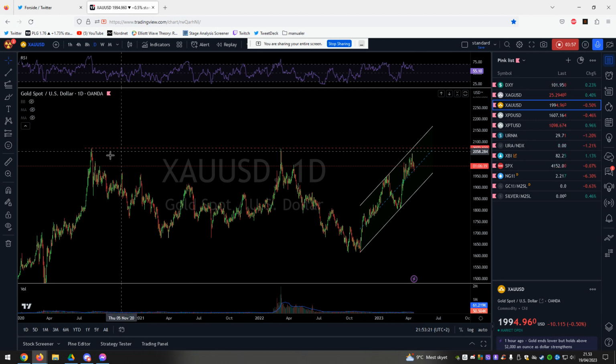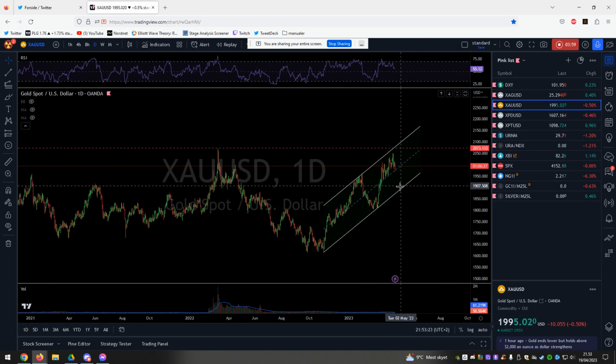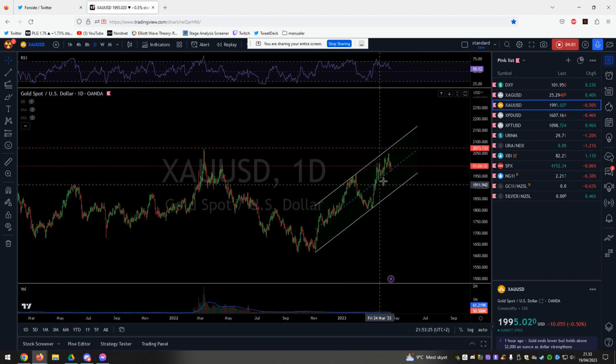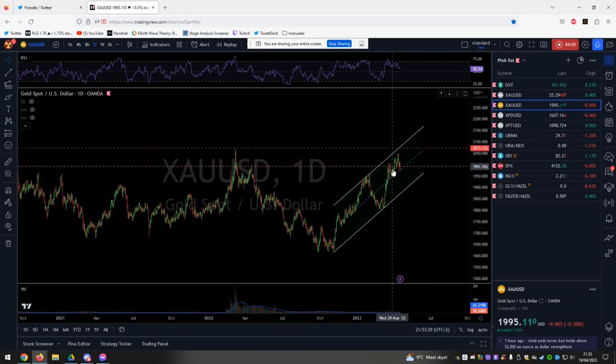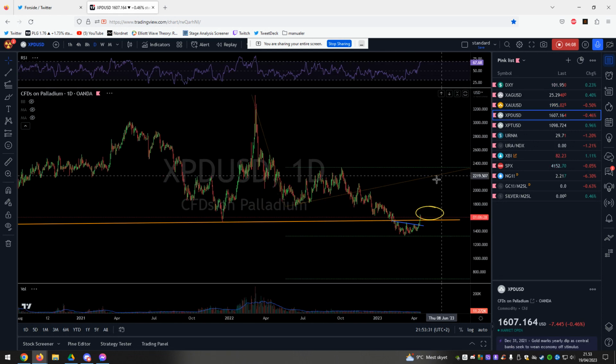Okay, gold, nothing much. I cleaned up a bit here. I have the highs, and then I have this uptrend channel, and let's see what happens. Right now, we're just doing some back and forth here, so not much to say.